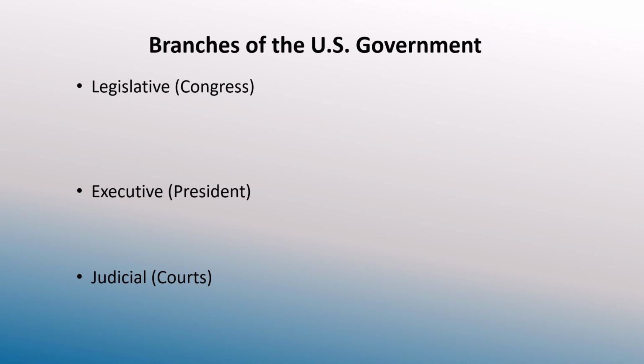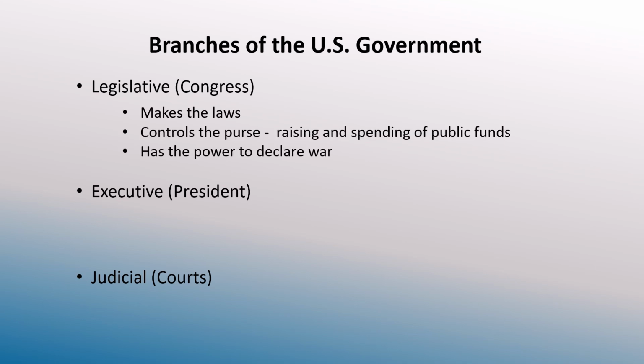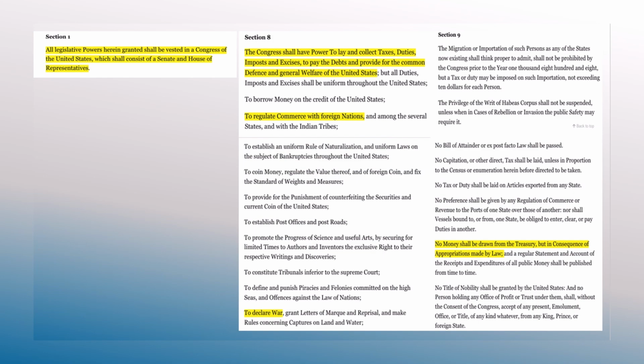The powers of Congress include making laws and controlling how the government raises and spends money. Congress is also the branch that has the power to declare war. These powers are defined in sections 1, 8, and 9 of Article 1 of the Constitution.